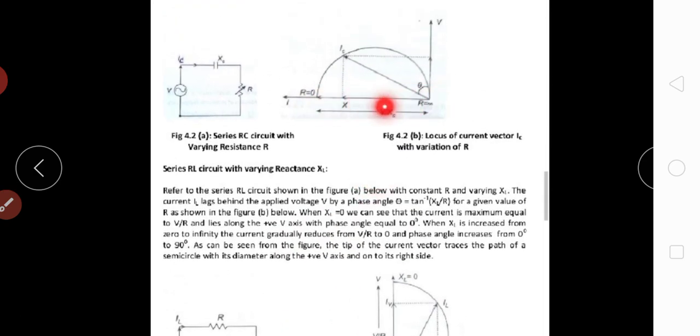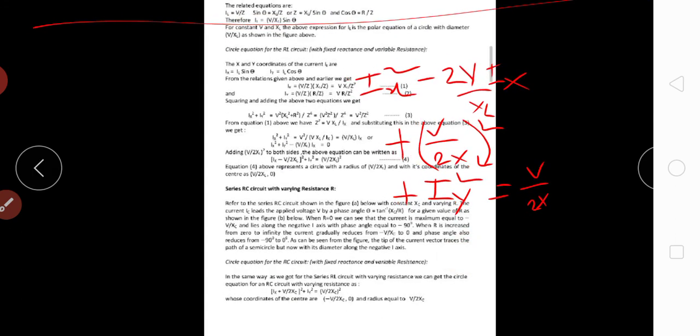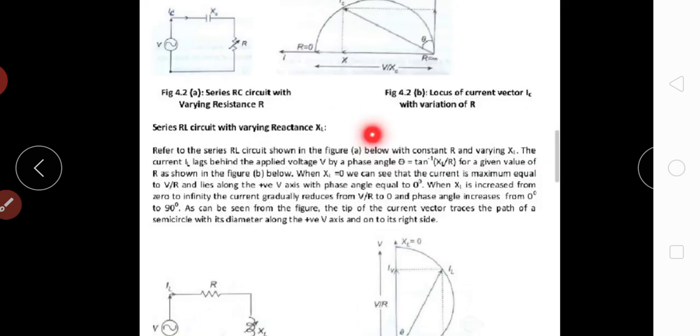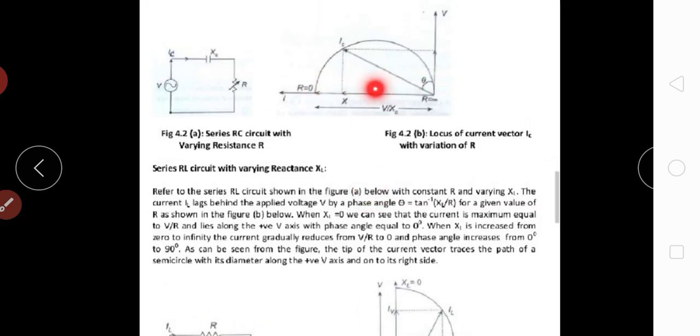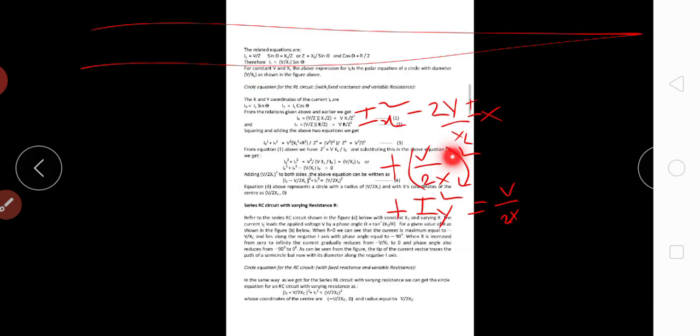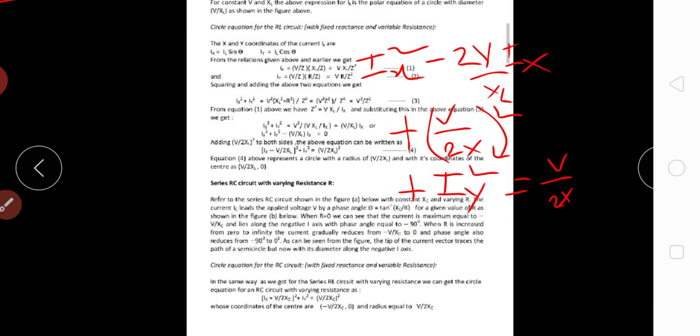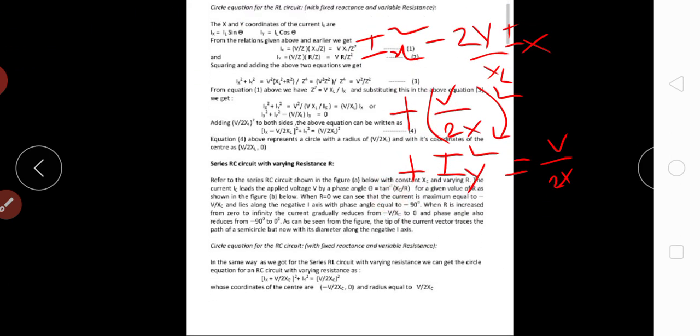Okay, total diameter equals V by XC and the center equals minus V by 2XC, 0. This is the negative axis, so the center is (minus V by 2XC, 0) and the radius equals V by 2XC. Okay, all of you please complete this derivation in this process. This is the final equation.